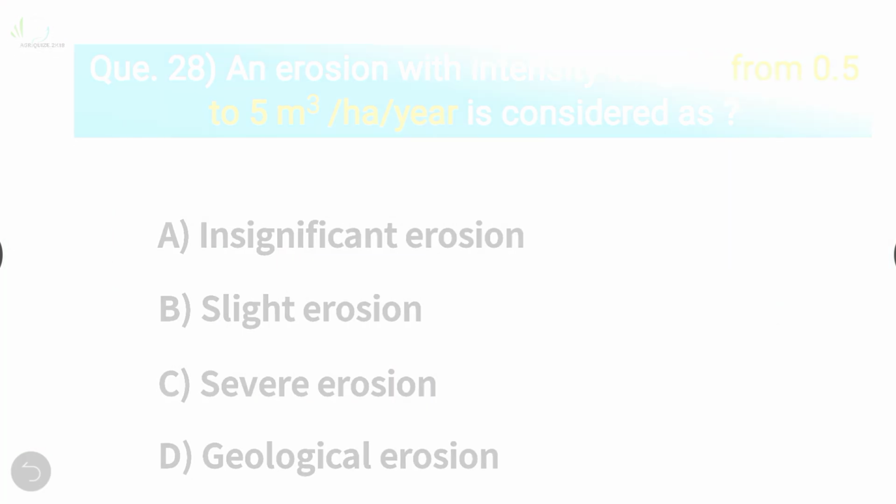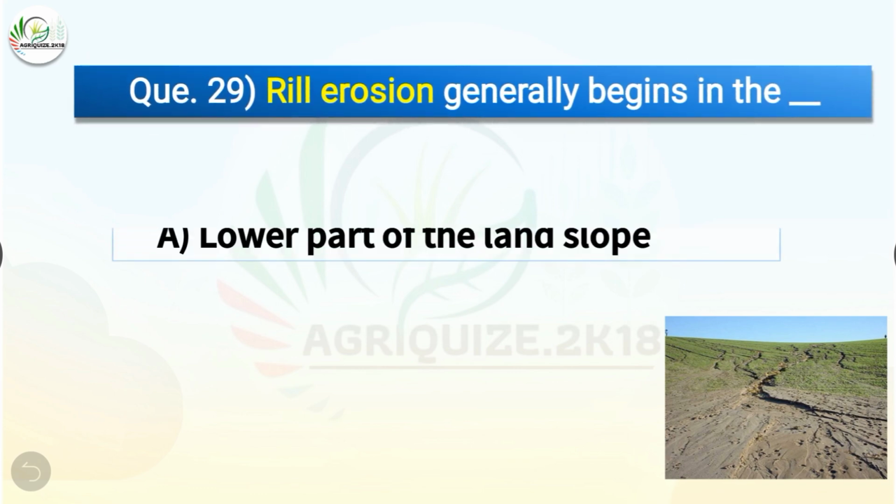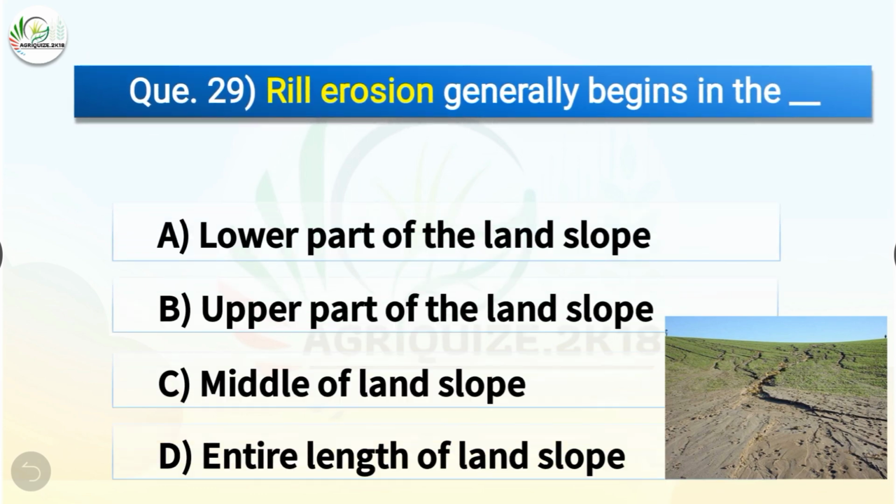Question number 29. Rill erosion generally begins in the dash. The options are lower part of the land slope, upper part of the land slope, middle of the land slope, or entire length of land slope. The correct answer is option A, lower part of the land slope. So rill erosion generally begins in the lower part of the land slope.